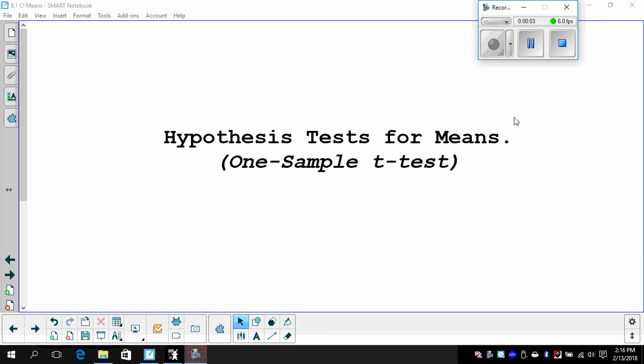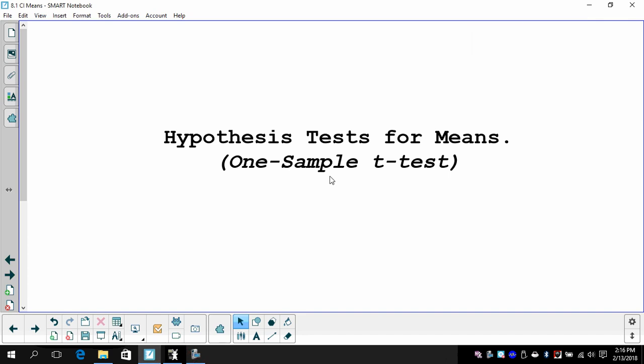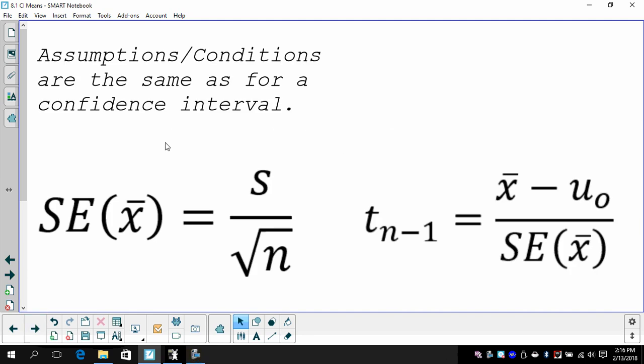Hey y'all, today, since we've already done confidence intervals for means, we're going to talk about hypothesis tests for means, and we'll call that a one sample t-test. So the assumptions and the conditions are the same as we talked about in the last lesson for confidence intervals. The way you calculate the standard error is the same. You take the sample standard deviation, divide by the square root of the sample size.